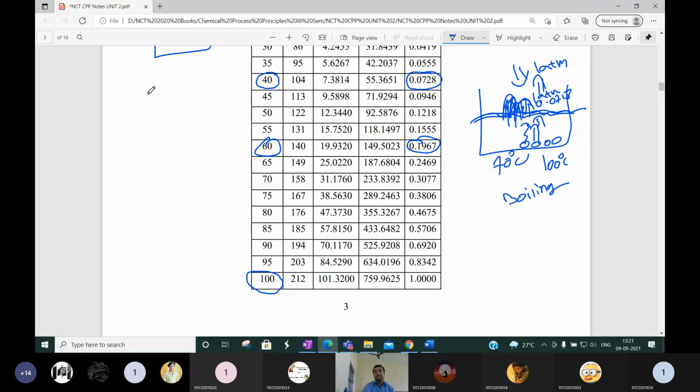Then the next question: is it possible to boil the water at 40 degrees centigrade? Yes, sir, it is possible. Yes. How? By increasing the pressure. Not increasing, by decreasing the pressure. Sorry. Okay. See, at 40 degrees centigrade, what is the vapor pressure? 0.0728. Okay. So we can say the vapor pressure is 0.0728 atmosphere. But outside pressure is 1 atmosphere. This is constant. Okay. So what is happening?